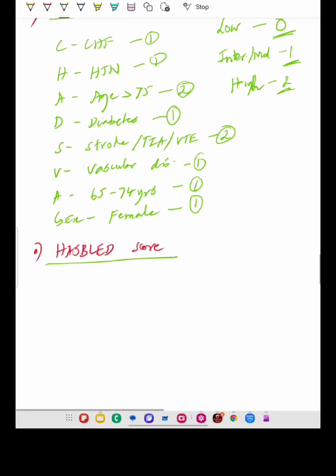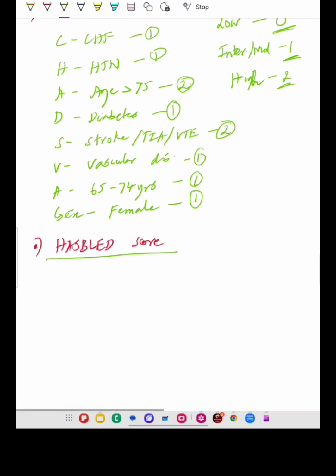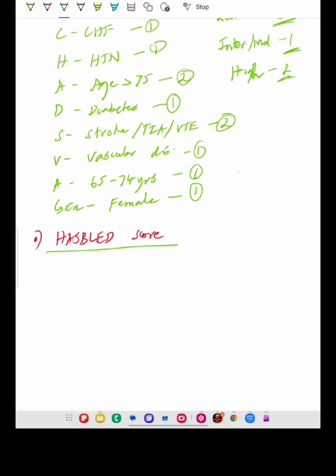So it is advisable, it is indicated to anticoagulate a patient if he has a score of more than or equal to 2 for males and more than or equal to 3 for females. Why females 3? Because females will get a score of 1 minimum, just because that patient is a female.